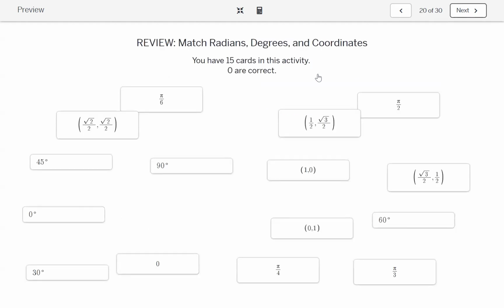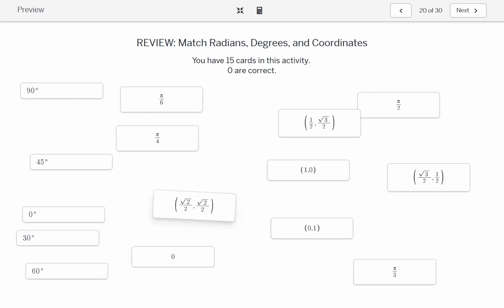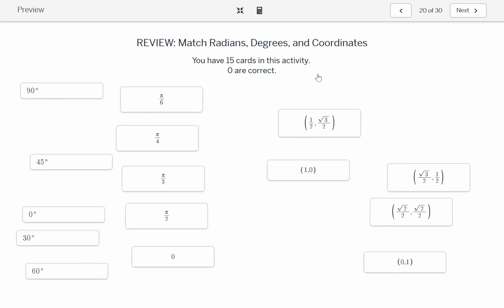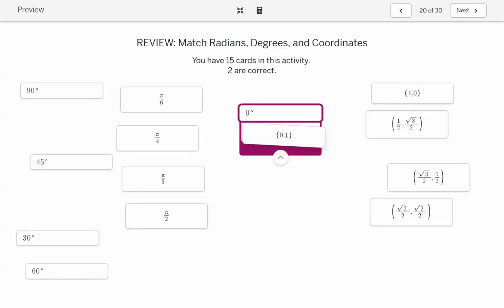All right, now the matching activity here is asking us to match. We're going to be matching triplets. So I've got a bunch of degree numbers. I've got radian numbers. And I've got ordered pairs. So like 0 degrees here is the same as 0 radians. And the ordered pair point that goes with those angles is the point 0, 1. So those three go together as a 3 of a kind.